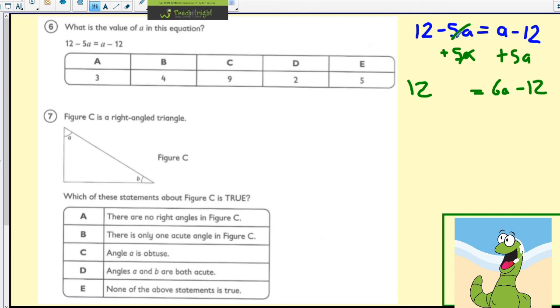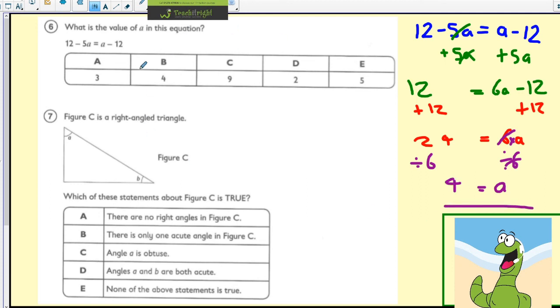Now I want to get my A on its own. So I'm going to get rid of the -12. To get rid of something, I do the opposite. Add 12 to both sides. 12 plus 12 is 24. Being equal to 6A. And now last step, I want to get the A on its own. So I've got to remember that 6 is timesing the A. I want to do the opposite, so I'm going to divide both sides by 6. Then that means on the left-hand side, we have these cancelling out to give you A is equal to 24 divided by 6, which is 4. So A equals 4.